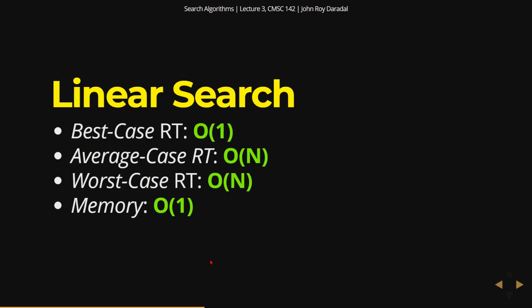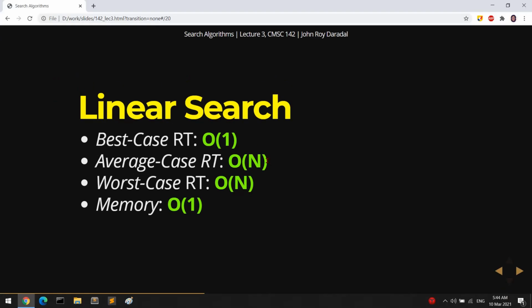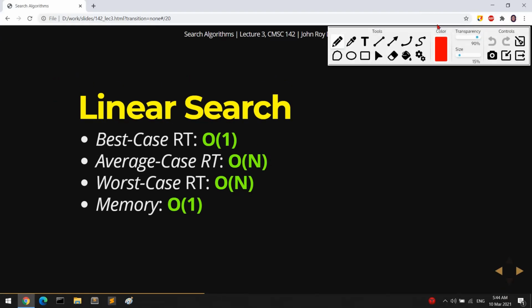So for the running times, the best case running time is O of 1, constant time, because it's already at the front. Okay, so that will only take a constant number of steps. The average case is O of n because the middle part would have to be somewhere around n over 2, right? But n over 2 is also O of n. So it's still O of n. Okay? So your average case is still O of n.